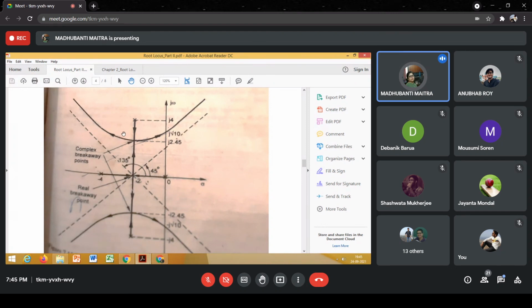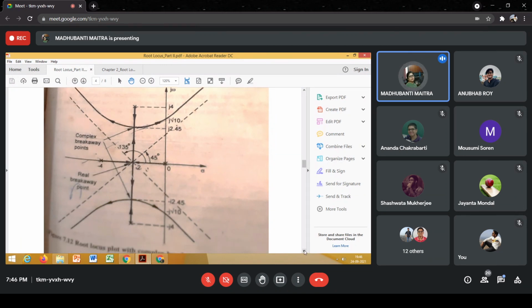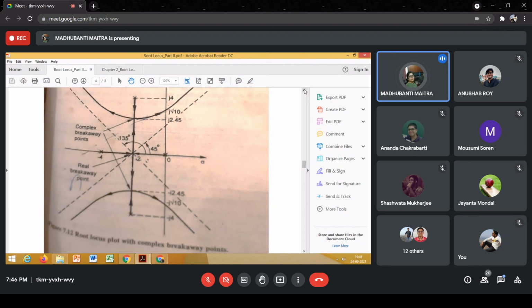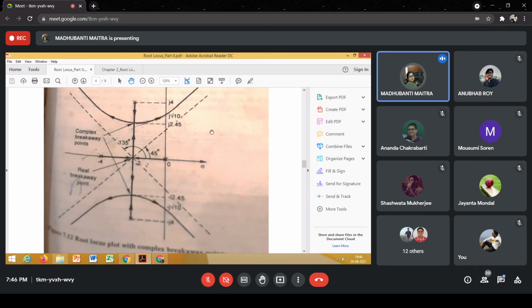Whatever be the value of gain k, two roots of the characteristic equation will lie in the left half of the S plane. One is on this root branch, the other one is on this root branch. So always two roots will lie in the left half of the S plane, but after a certain value of gain k, you see two root branches are moving in the right half of the S plane. So for those values of gain k, two roots of the characteristic equation will appear in the right half of the S-plane, thus making the system unstable.